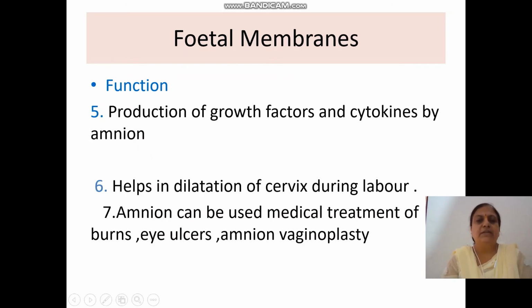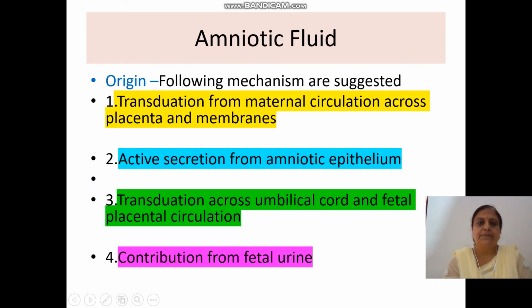Production of growth factors and cytokines by the amnion helps in the dilatation of the cervix during labor. Amnion can be used for medical treatment of burns, eye ulcers and amnion vaginoplasty.